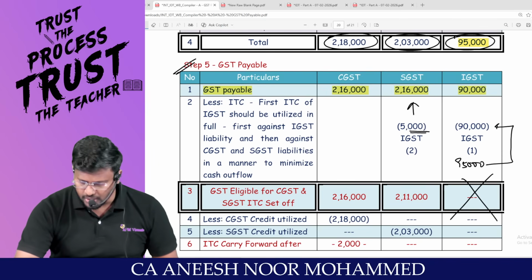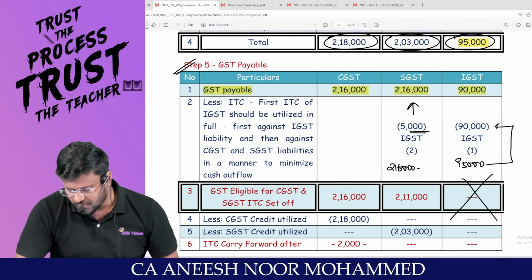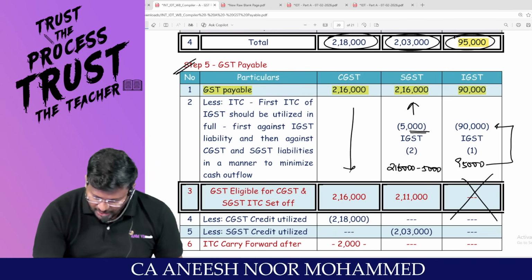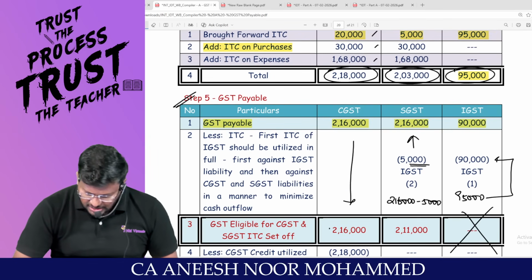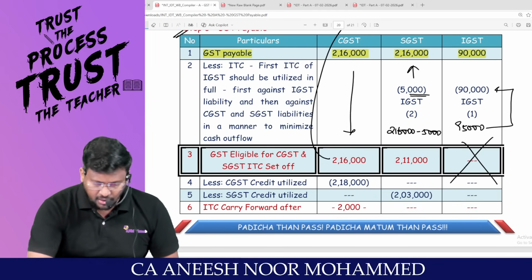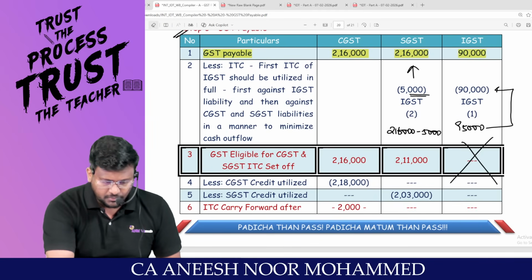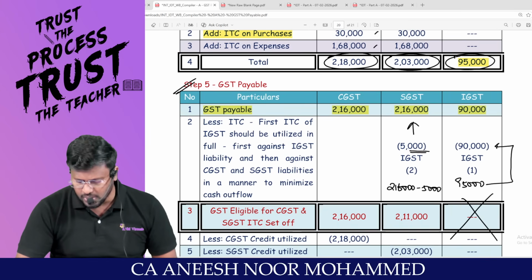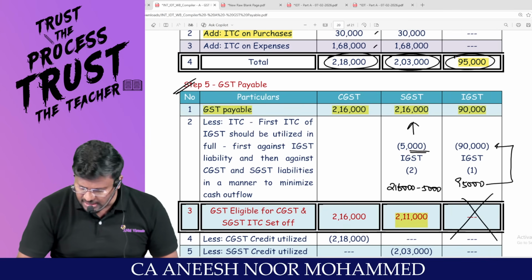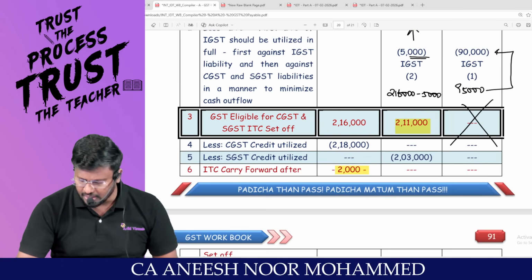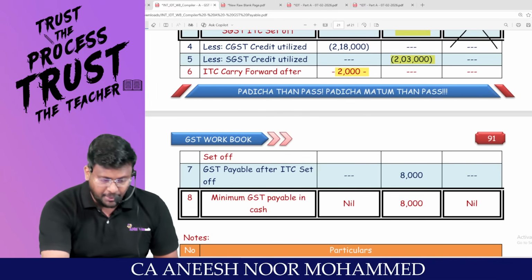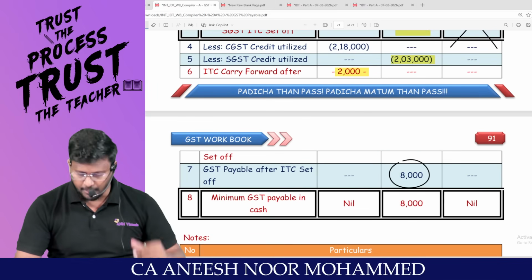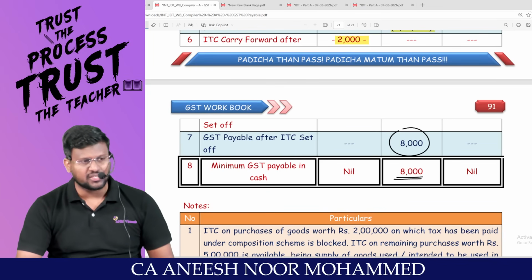So my dear lovable students, 2,16,000 minus 5,000 comes to 2,11,000. Against this 2,16,000 you can knock off 2,18,000. Still 2,000 to be carried forward. And against the other 2,16,000, already knocked off 5,000, then 2,11,000. Against this 2,11,000, knock off 2,03,000. Still we have a payable of 8,000. This assessee has to pay to the state government. So the minimum GST payable in cash is 8,000.